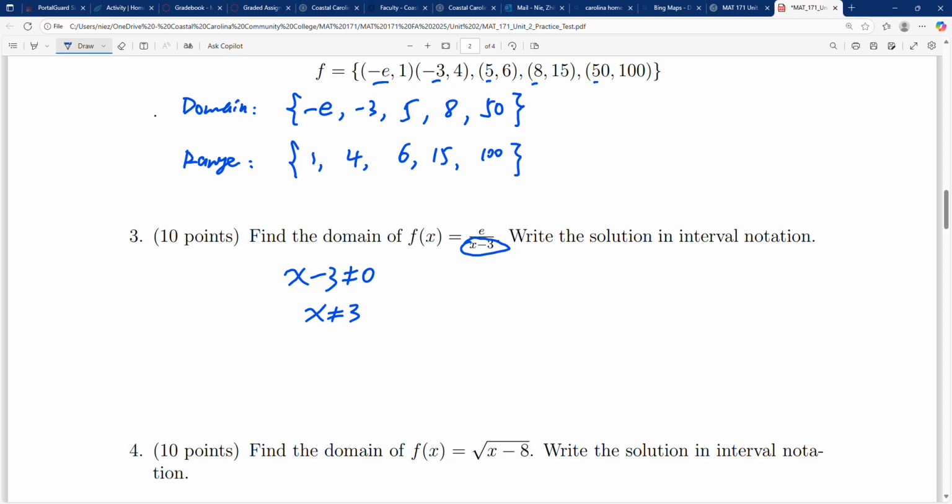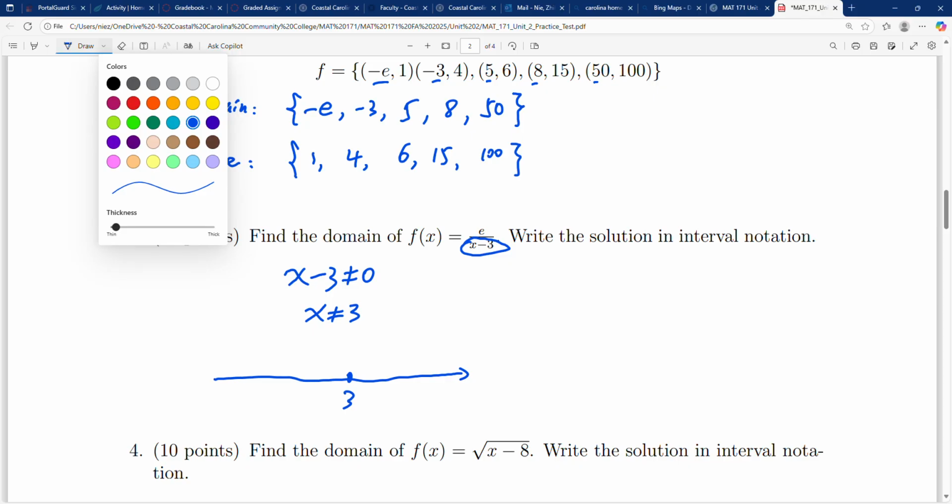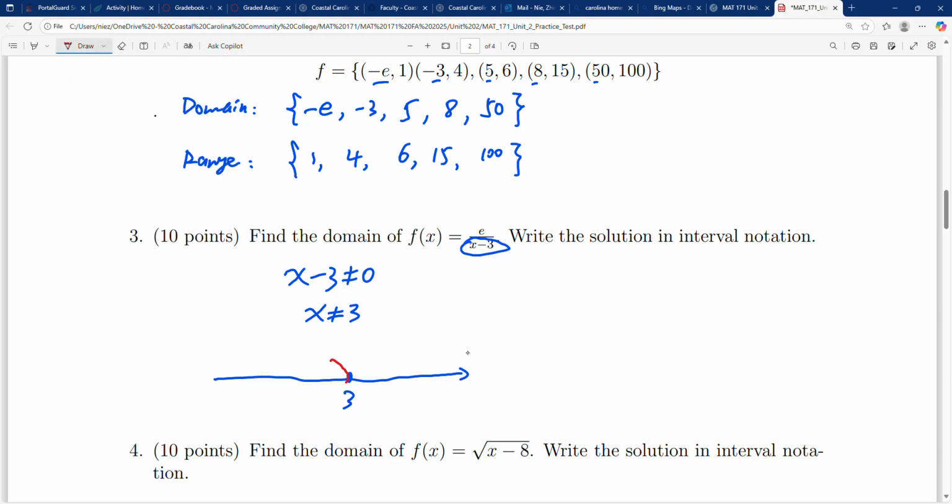So now you write the solution in interval notation. If you draw a number line, here's a 3. It can be any value on the left side of 3, and any value on the right side of 3, but not the value 3. So then you write this in interval notation.